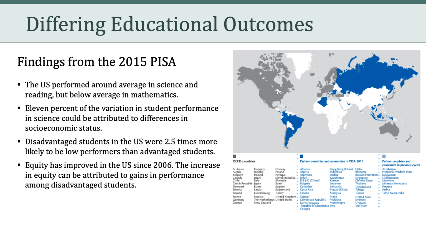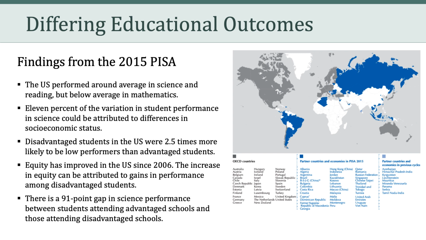Now, there was the finding that equity has improved in the U.S. since 2006, and the increase in equity can be attributed to gains in performance among disadvantaged students. However, there is a 91-point gap in science performance between students attending advantaged schools and those attending disadvantaged schools. So again, we're seeing within the U.S., when we focus on different subgroups, we have differing educational outcomes.